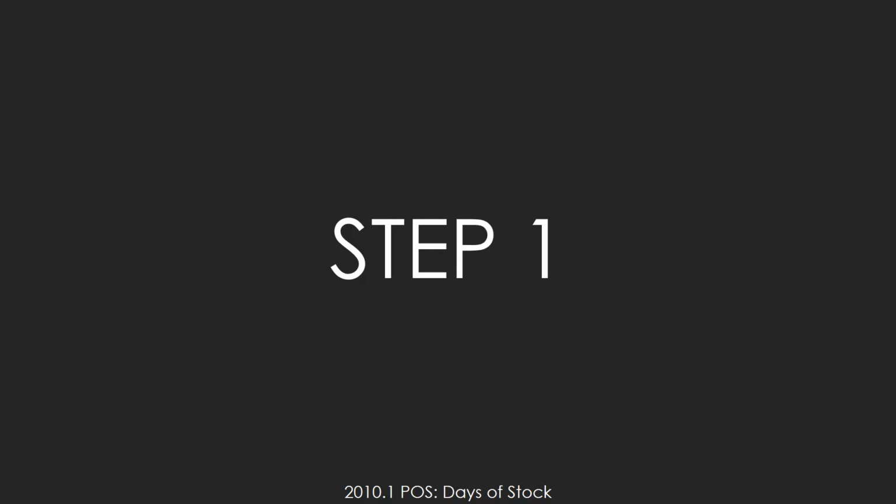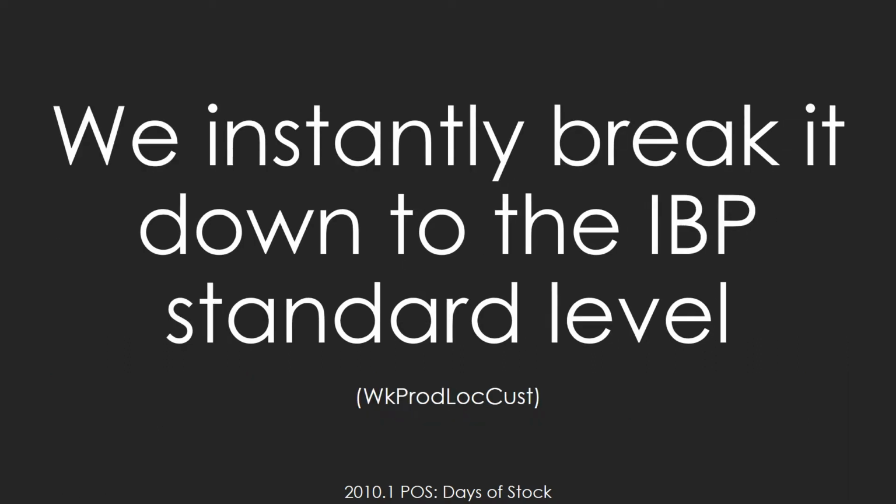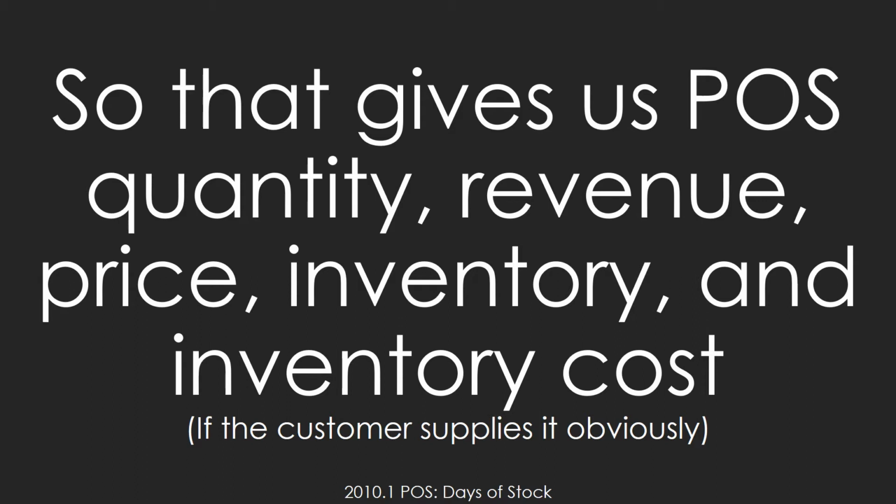Step 1, we bring in the global point of sale data at an aggregated level. Currently, that's at week, product, location, strategic customer, or sold-to, but we think that'll change. Not a fully automated process, but it could be. We instantly break it down into the IBP standard planning level, in this case week, product, location, customer being shipped to. So that gives us the point of sale quantity, revenue, price, inventory, and inventory cost, if the customer supplies it, obviously.